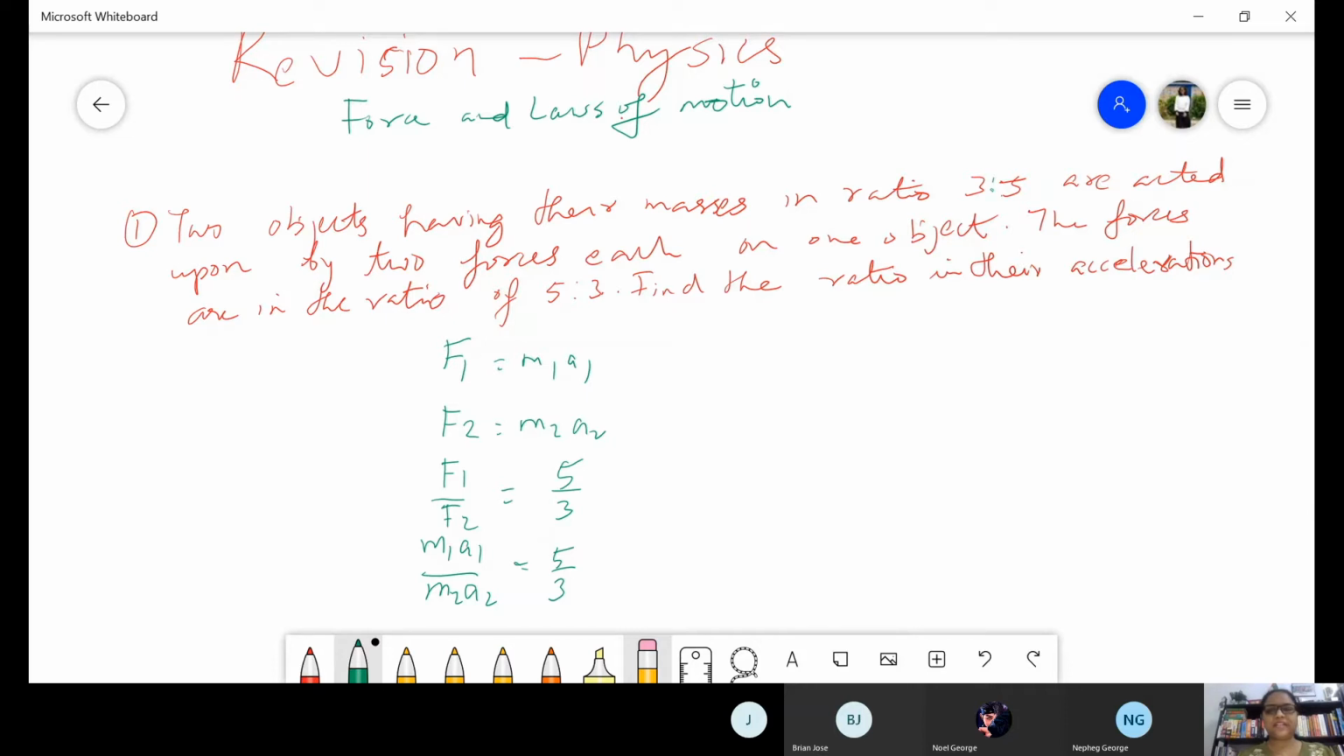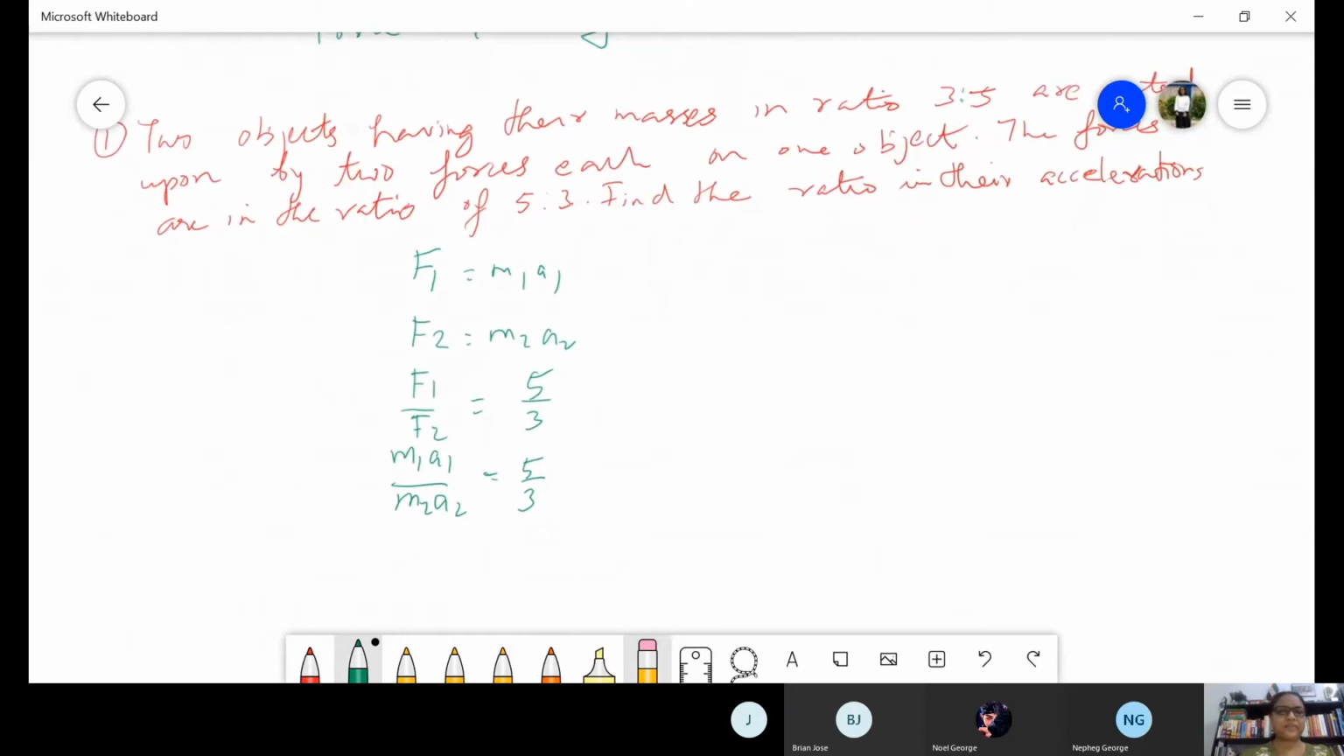Now already they have given the ratio of m1 and m2. What is the ratio? It is given that m1 by m2 is 3:5. So we can substitute over here. m1 by m2 is 3/5 into a1 by a2 is equal to 5/3. Therefore, a1 by a2 equal to 5/3 into 5/3, because 3/5 when you take to the other side, you have to multiply with the reciprocal. So it will be 5 into 5, 25, and 3 into 3, 9.